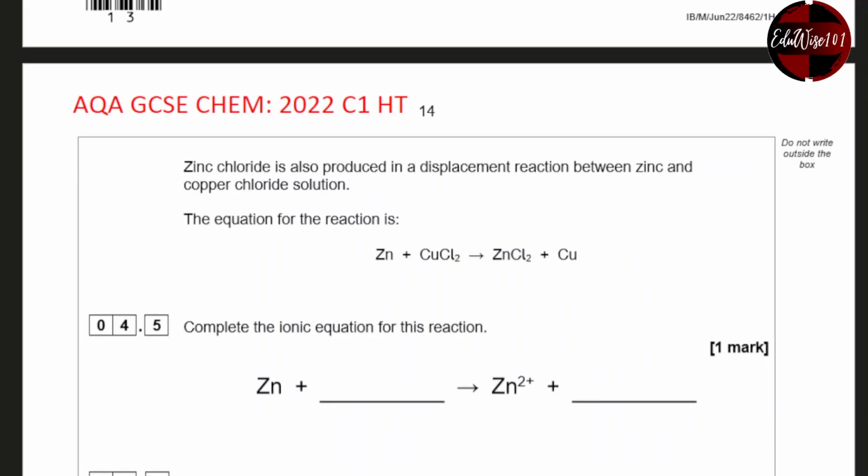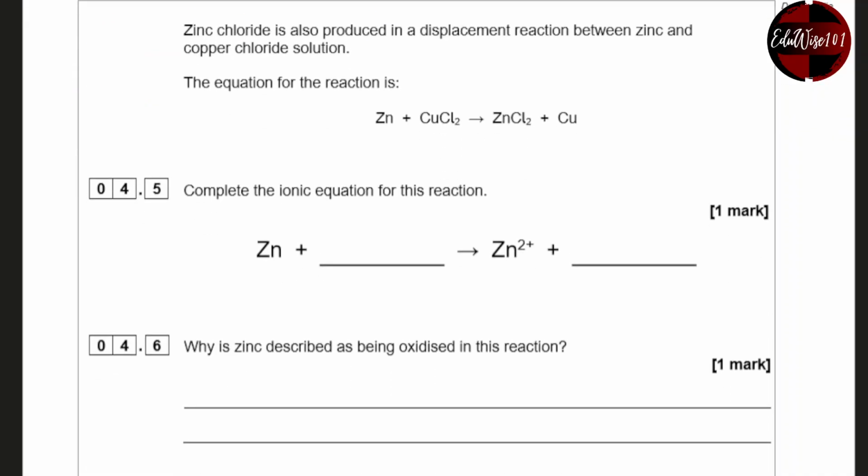Zinc chloride is also produced in a displacement reaction between zinc and copper chloride solution. The equation for the reaction is zinc plus copper chloride gives you zinc chloride and copper. Complete the ionic equation for this reaction.